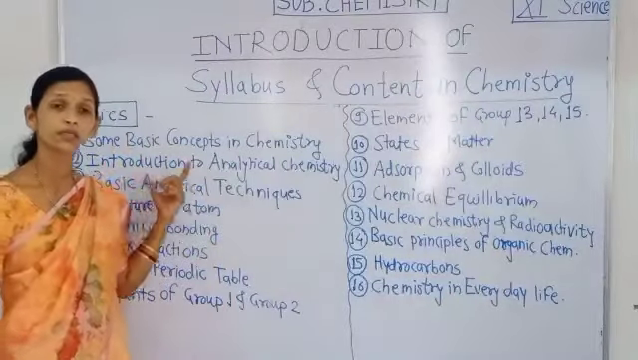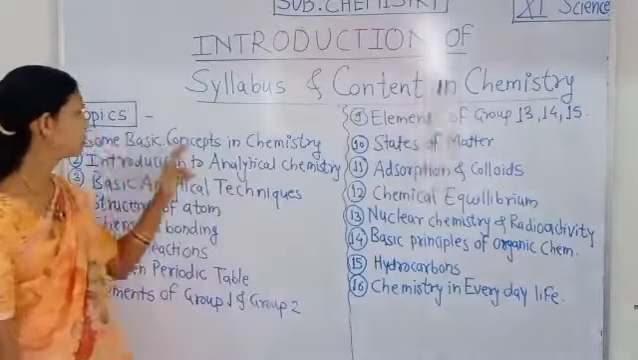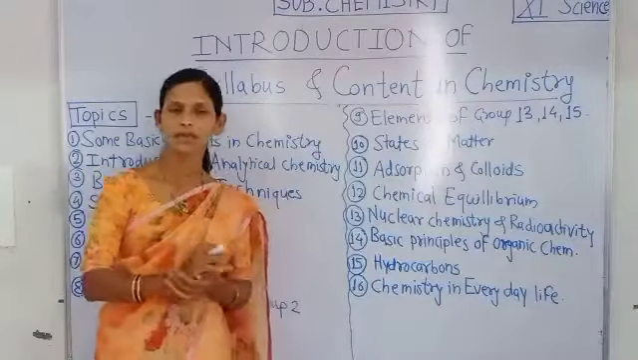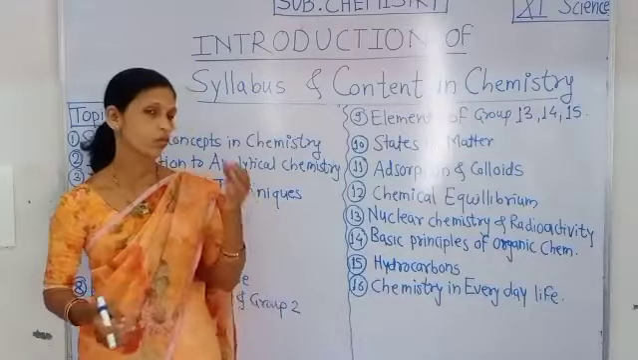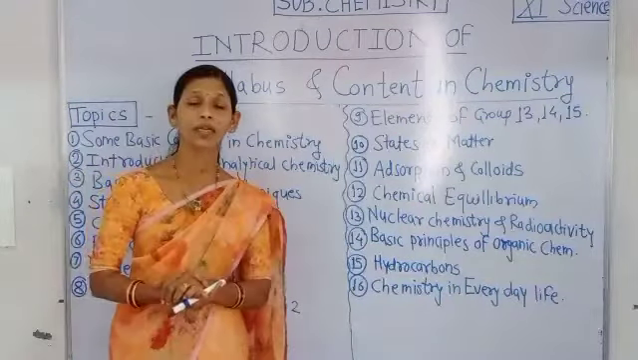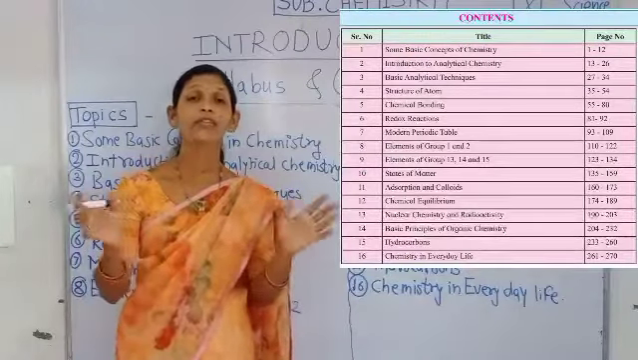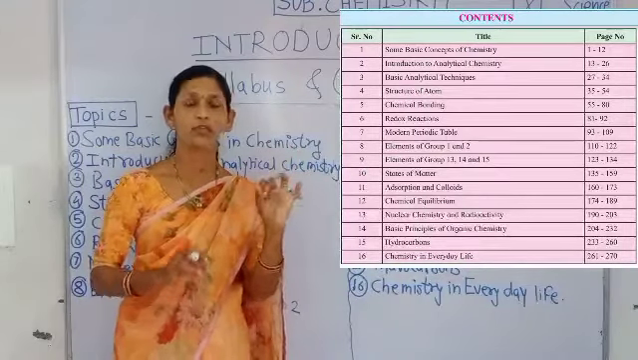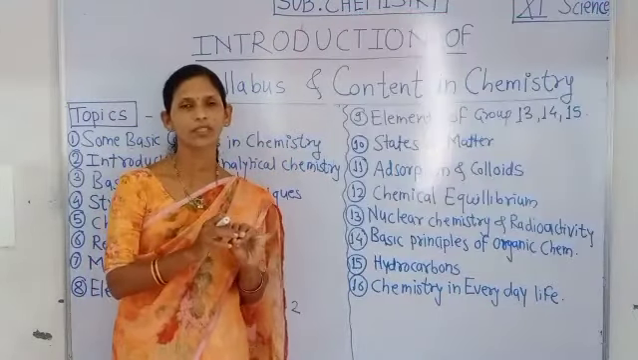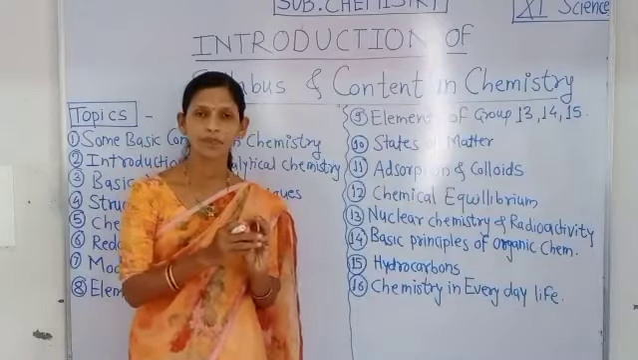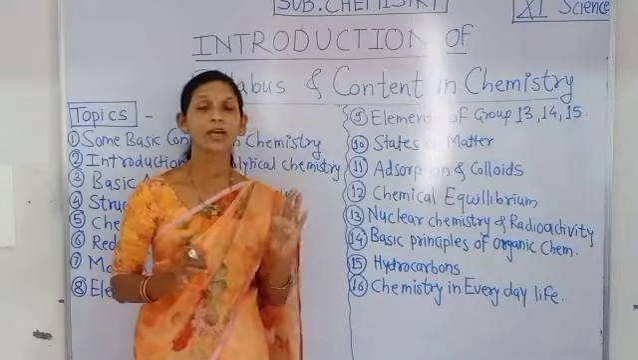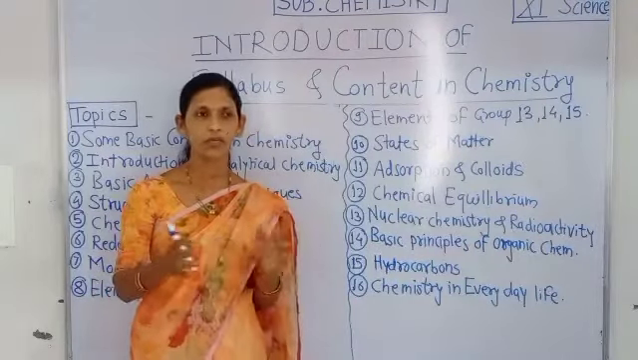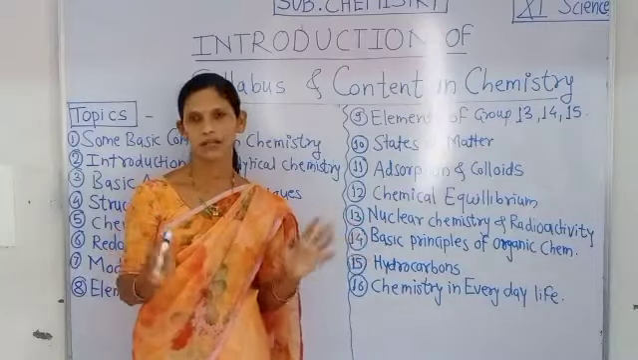See here, in this chapter, in this topic, very basic concepts are given, that is about what is chemistry, branches of chemistry. There are different branches of chemistry, that is organic chemistry, inorganic chemistry, physical chemistry, analytical chemistry, industrial chemistry, polymer chemistry, agrochemistry, biochemistry, environmental chemistry. Different branches of chemistry are there.